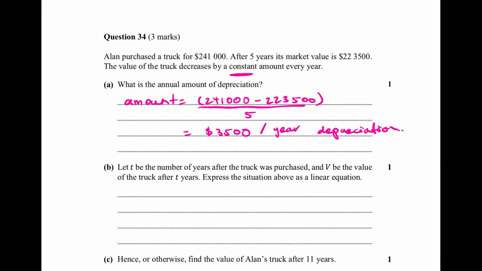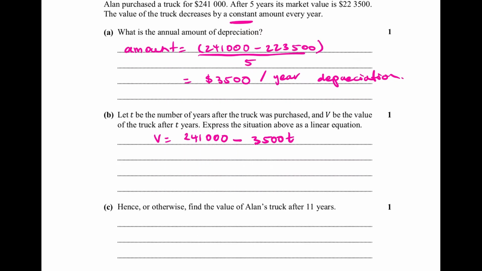Let T be the number of years after the truck was purchased and V be the value of the truck after T years. Express the situation above as a linear equation. Well, initially it was 241,000 and then it's going to lose 3,500 each year. So that's simply going to be your initial amount. It's how much it's worth, and it's going to lose $3,500 every year.